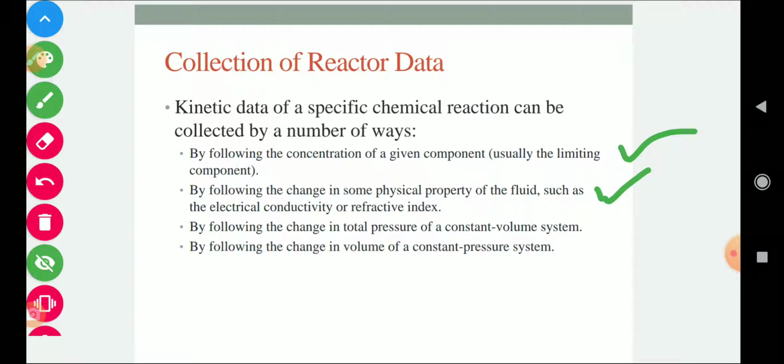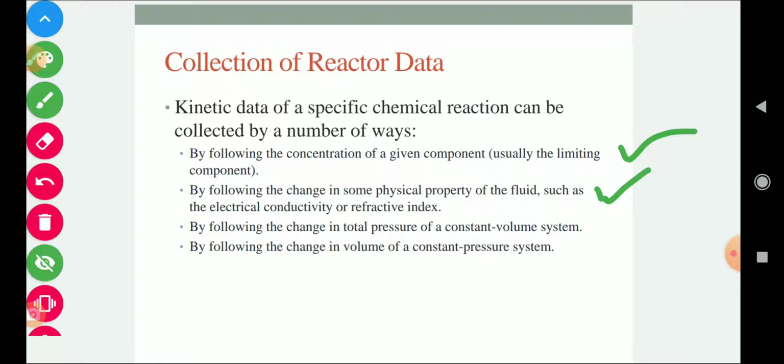So for example, if you collect refractive index values at different time periods, then with the help of a derived correlation you can convert the refractive index value to a concentration value.